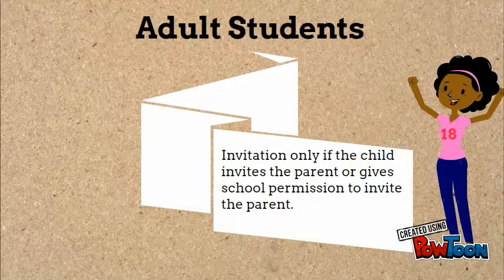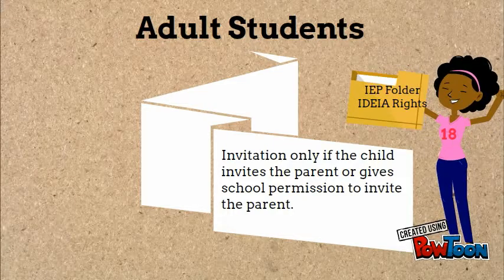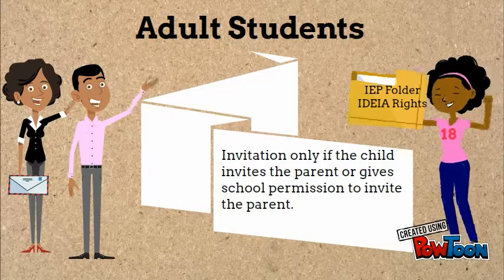At least a year before the child reaches the age of majority, the IEP must include a statement that the child has been informed of his or her rights under IDEIA, if any, that will transfer to the student once they meet the age of majority. Once rights have been transferred, all notices will be sent to the adult student and the parent.